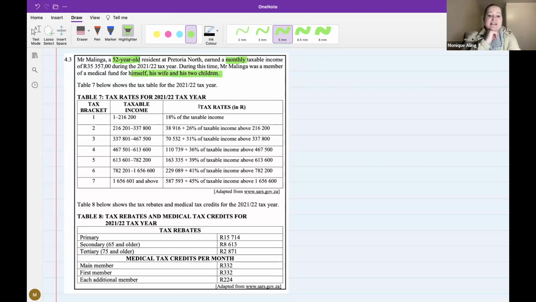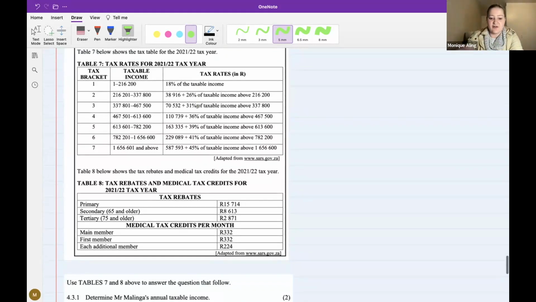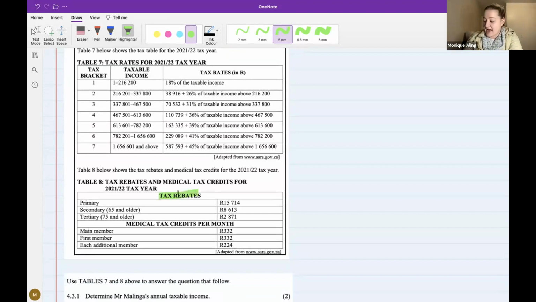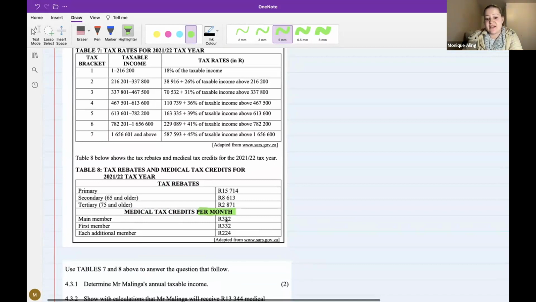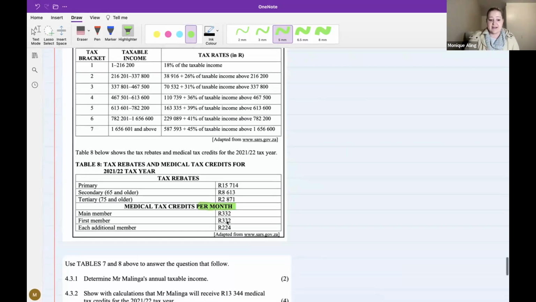Okay, then we've got our tax table underneath. We've got our normal tax rebate table, and now this time they've included medical tax credits. The most important thing to take note of, always, always, always, medical tax credits are given per month. So we're always going to have to times them by 12. Okay, so as you can see, main member pays 332 per month, or gets a discount, of 332 per month. First members, that will generally be the person's spouse, whether it's husband or wife, 332, and additional members would be children.